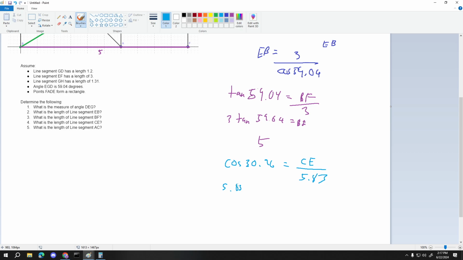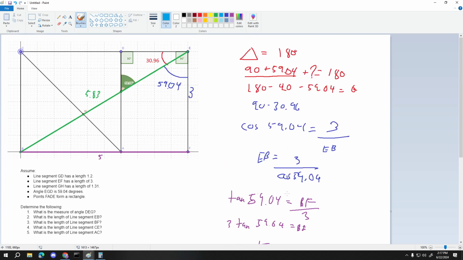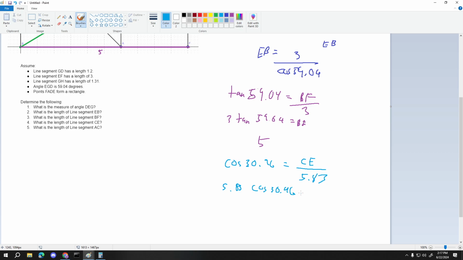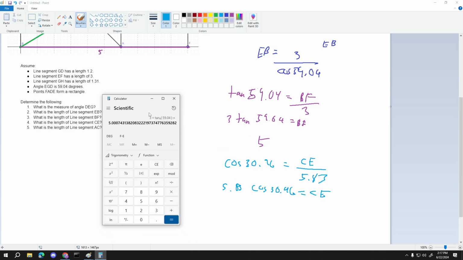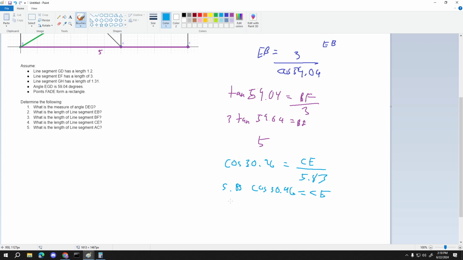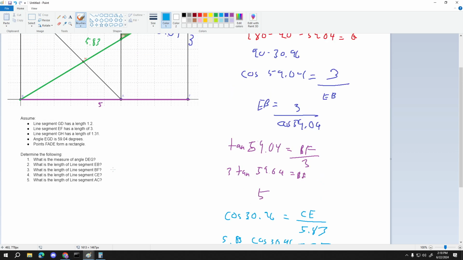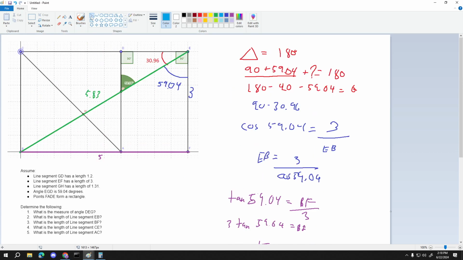So 5.83 times cosine 30.96 is equal to CE. So 5.83 times cosine 30.96 gives 4.99, or 5. So now this line is 5.